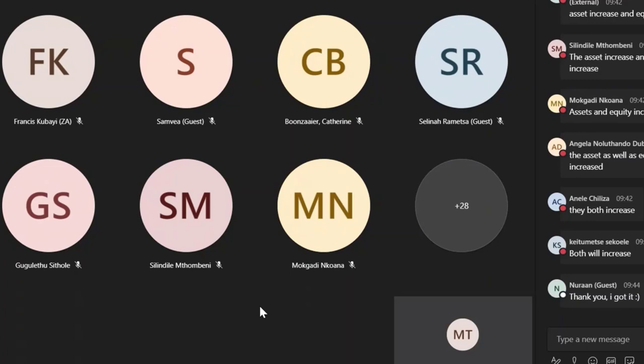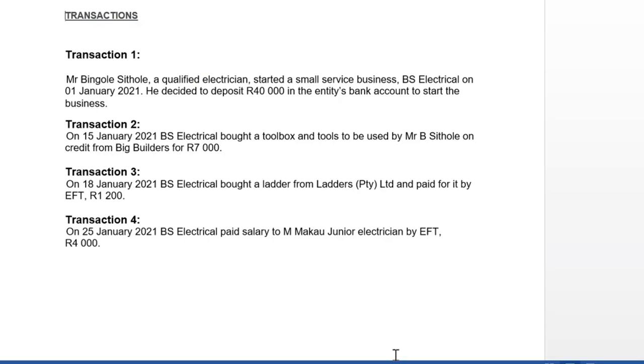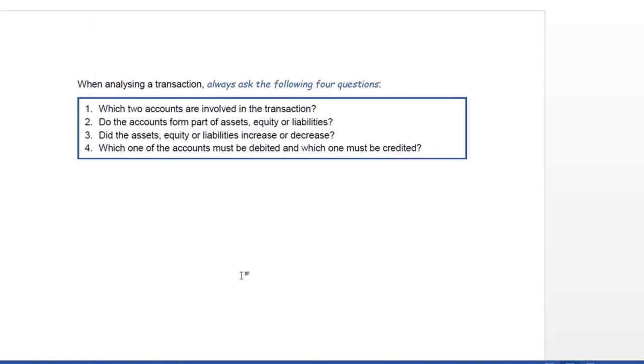So guys, we did the third one. The third one was: did the asset, equity and liability increase or decrease? They both increased. So the last one is: which one of the accounts must be debited and which one must be credited in the general ledger?